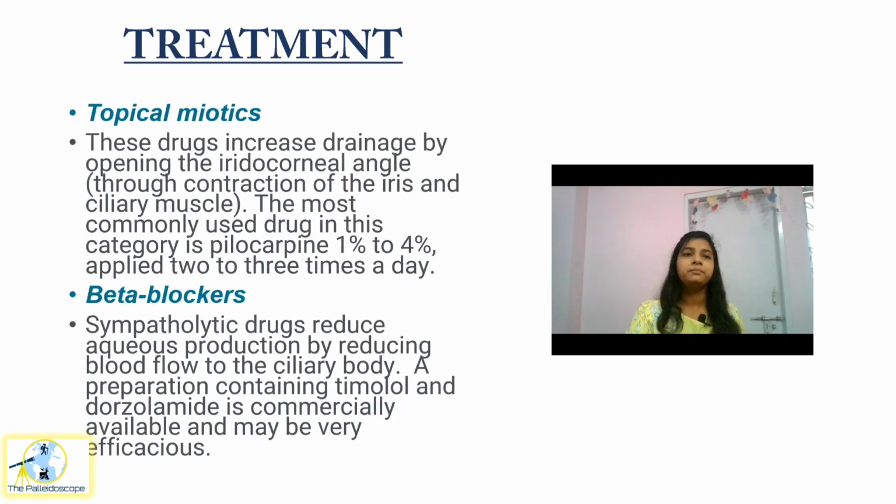Then topical miotics. These drugs increase drainage by opening the iridocorneal angle through contraction of the iris and ciliary muscle. The miotic means what? Miotic means those that are decreasing the size of the pupil. So what it is doing is basically contracting the iris and ciliary muscle, so it increases the drainage. The most commonly used drug in this category is pilocarpine, 1% to 4% applied 2 to 3 times a day.